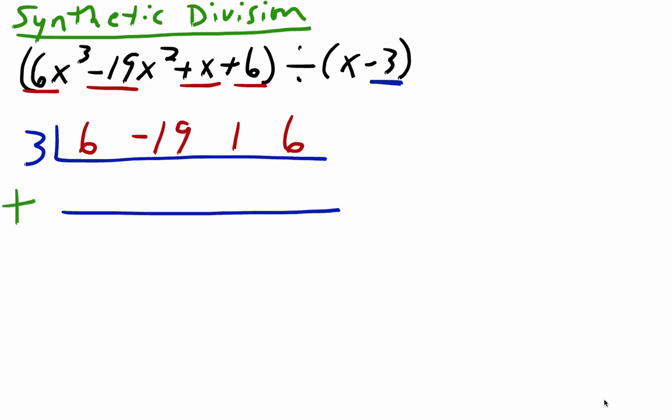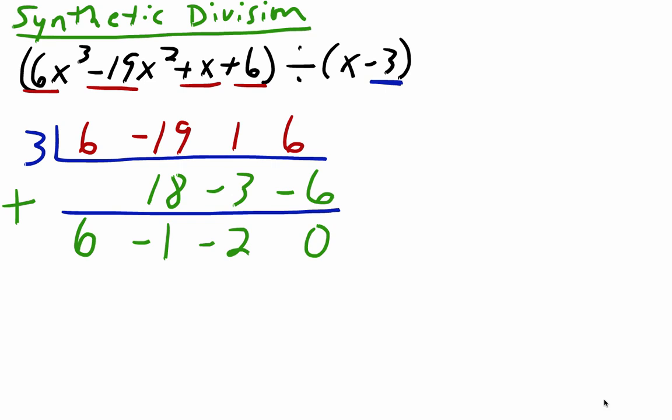So the first thing I do, I just bring down the 6. I don't do anything really with it, I just bring it down. But now I take the 3 times the 6, and that gives me 18. Add those together, I get negative 1. Take the 3 times the negative 1, get negative 3. Add those together, get negative 2. And the 3 times the negative 2, which gives me negative 6. Add those together, and that gives me 0.